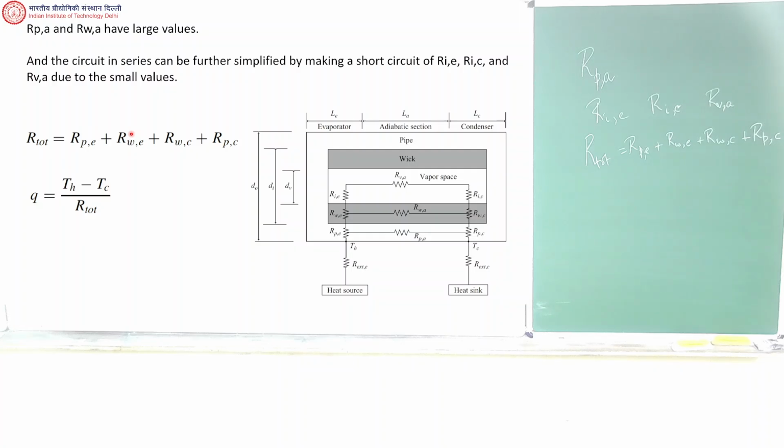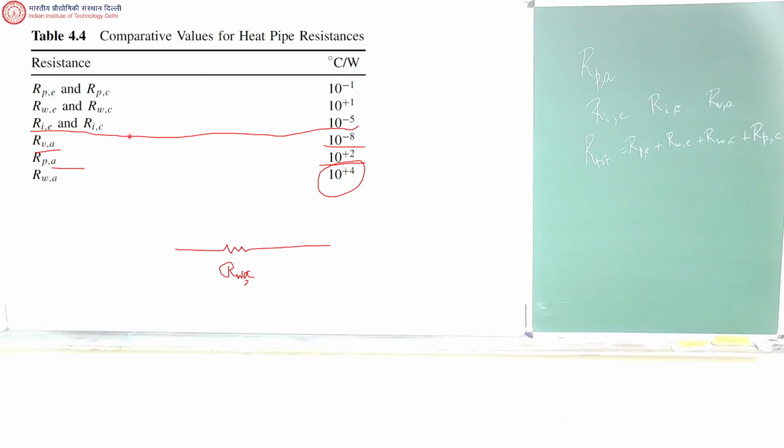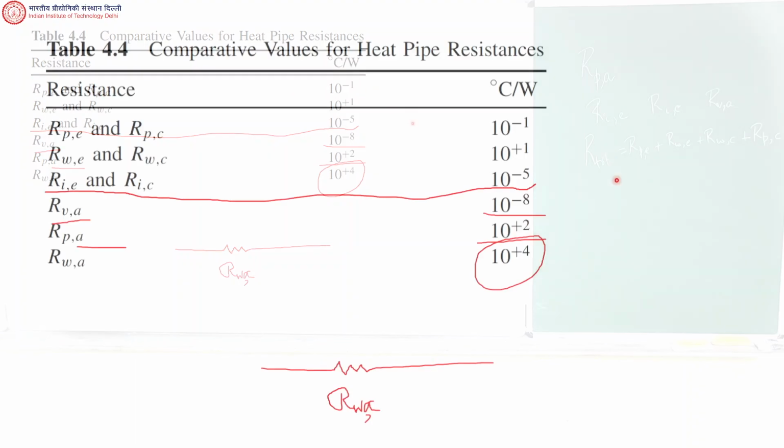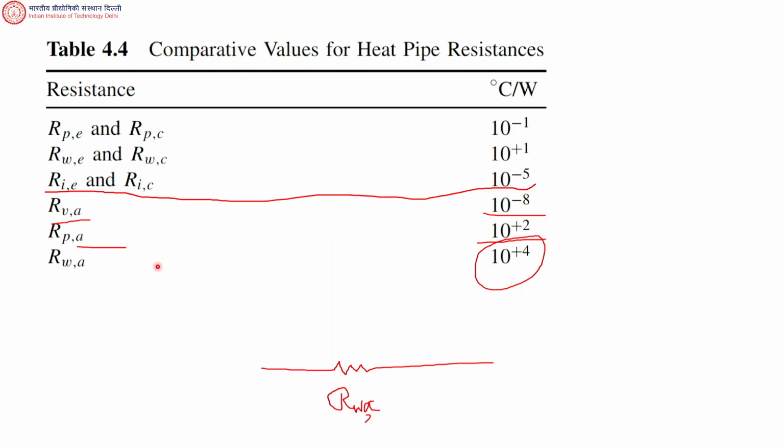So they are in the reasonable range, 10 to the power minus 1. So this is not too large, not too small, right? But RPE is of the order of 10 to the power minus 1, so why is it that RPA is of the order of 10 to the power plus 2? Both are for the pipe material, right? You understand the question that I'm asking? Okay.